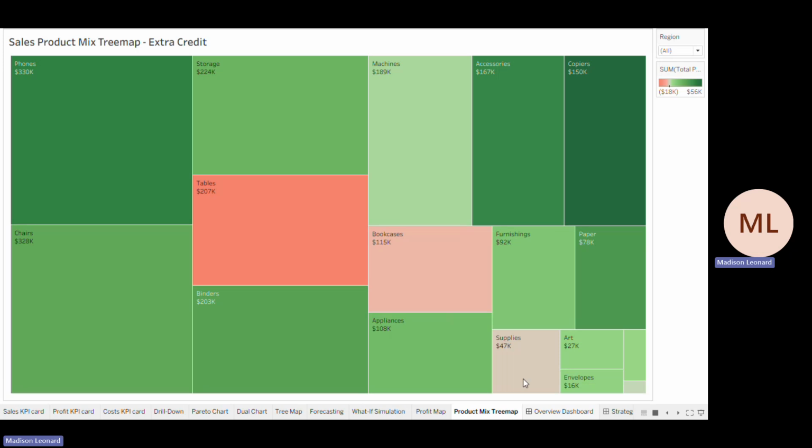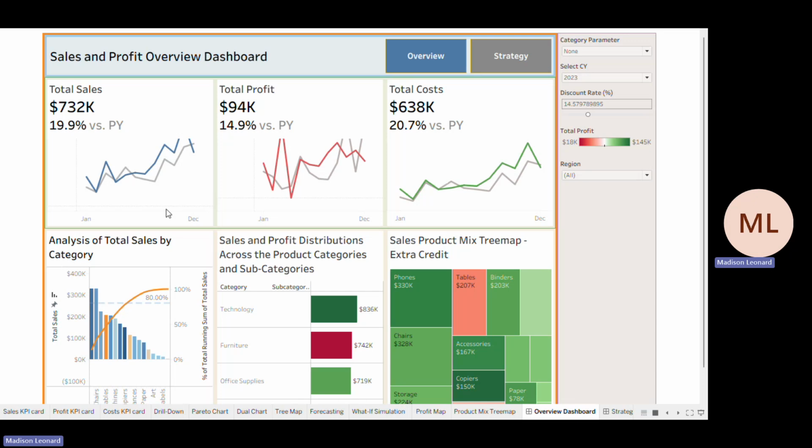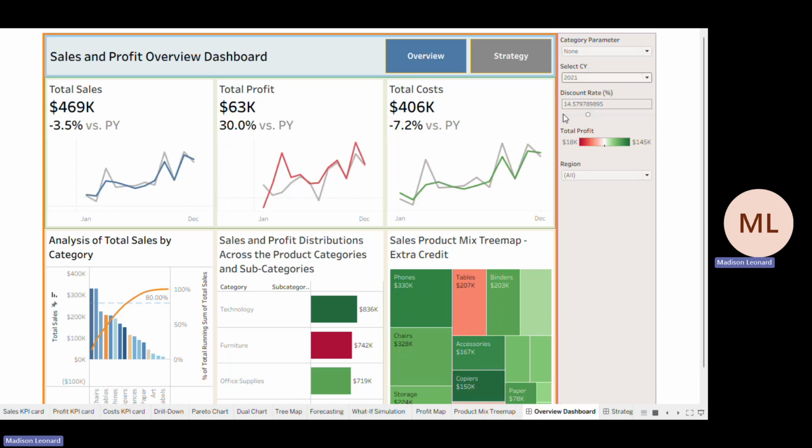So now I'm going to talk about my dashboard, which is kind of the main thing of this project. So here I have the sales and profit overview. I have all my KPIs at the top, as well as my analysis of total sales and my distribution and my tree map. And it's pretty interactive. If I click one on here, you can see how the costs and the sales and the profit line up for a certain year. So for 2021, you can see how the profit increased here while the sales still stayed low, and the costs stayed pretty much the same with only a few different things.